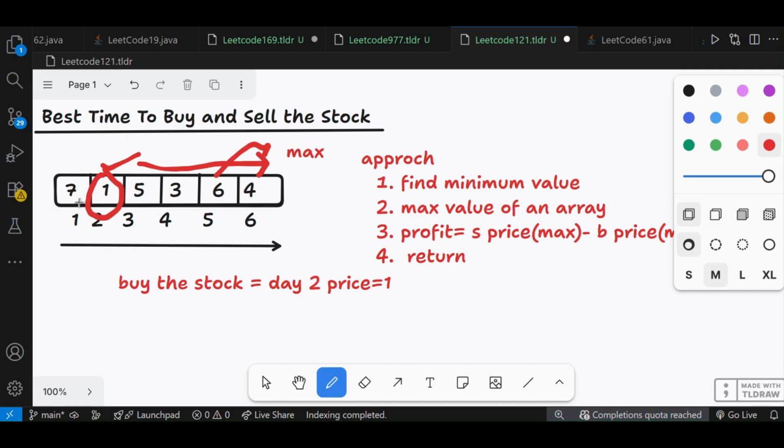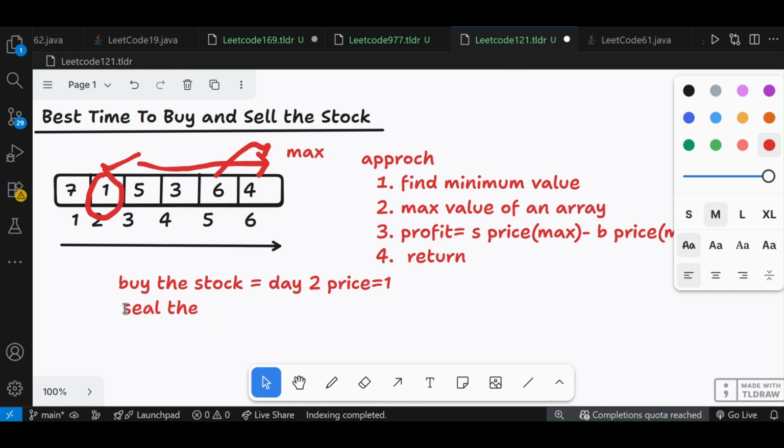After that, the prices go down, so on day 2 I found that my minimum price is 1, so I just buy the stock. And during iteration I found that my maximum element will be 6 on the fifth day. That's why I sell my stock. So what will I do in the next step? I sell my stock.